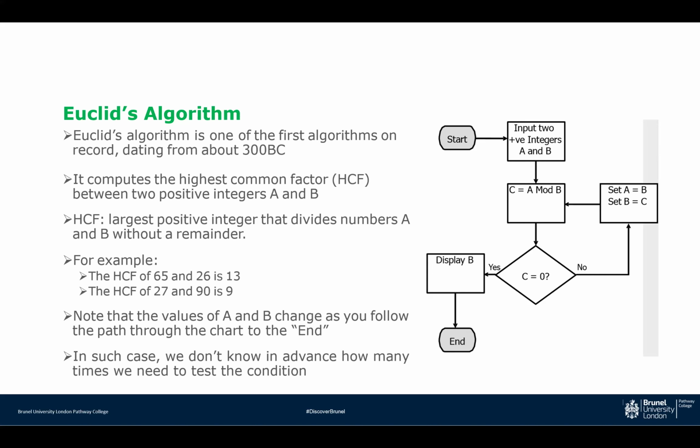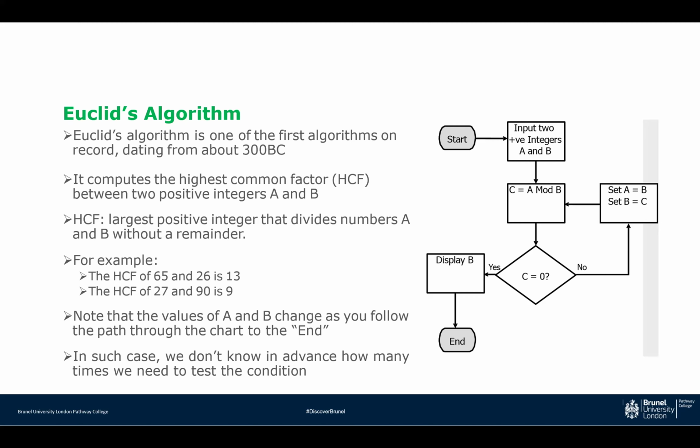Now we go here. We follow the arrows. Is C equal to 0? If yes, display B as the highest common factor. If no, then change the value of A to be the value of B, and change the value of B to be the value of C. Okay? And calculate the mod again. Is it equal to 0? If yes, display the new value of B, which is C, as the highest common factor. Otherwise, keep doing this. You understand?